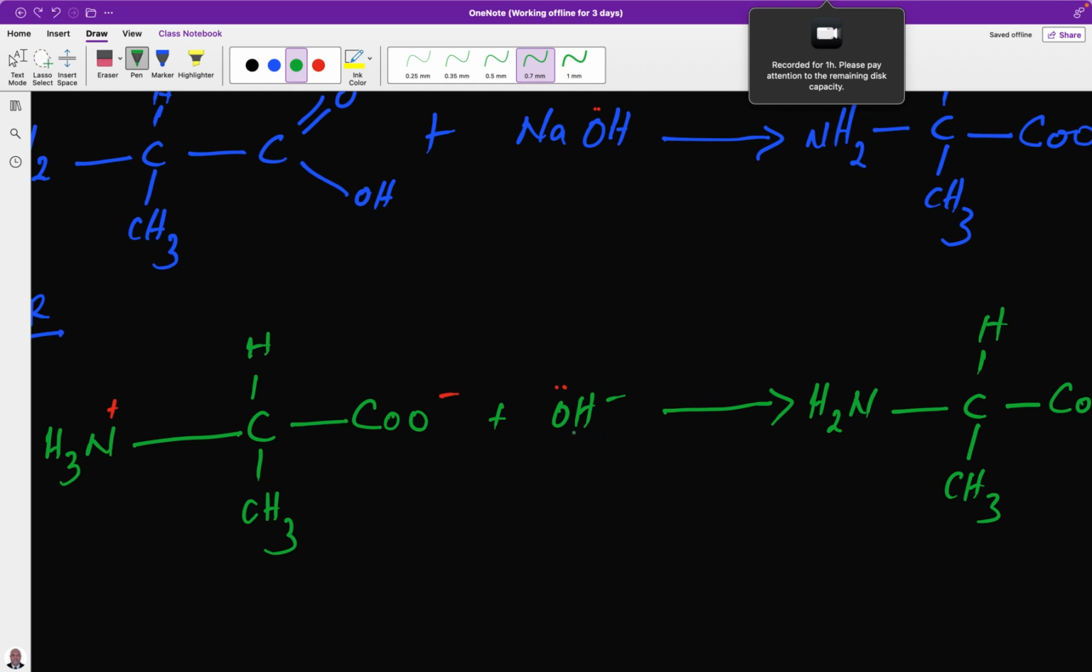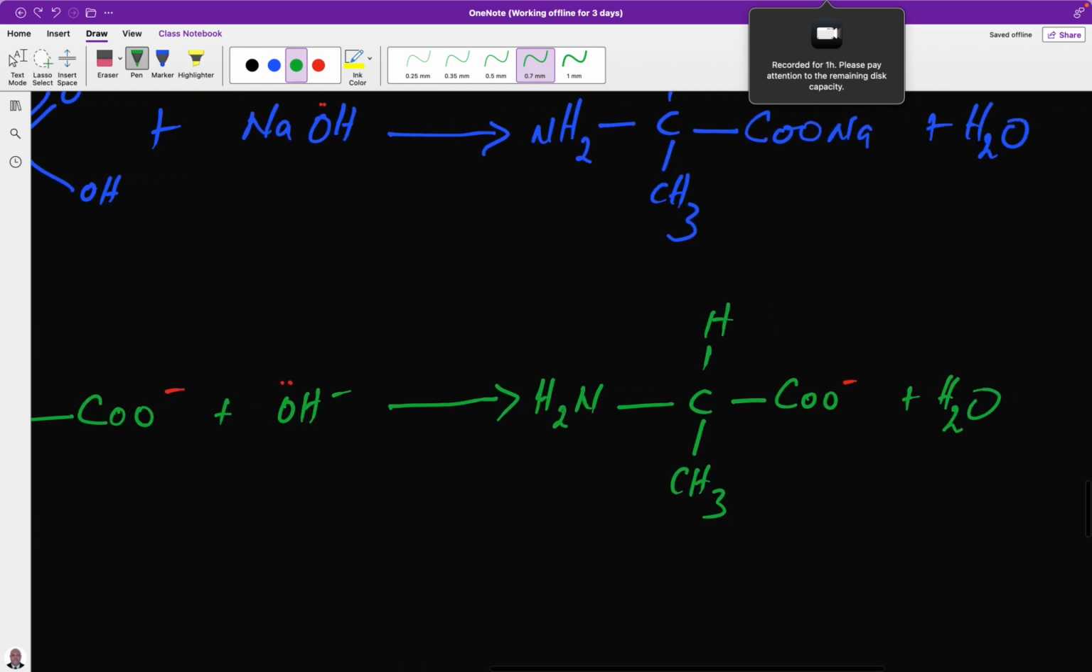So when a base is added here, what happens? The base is removed from the solution by what? By this donating a proton, and that proton will attach itself to the lone pair of electron here. Since bases are proton acceptors, when they accept the hydrogen, or the hydrogen ion or the proton, it will result in water, and it returns back.